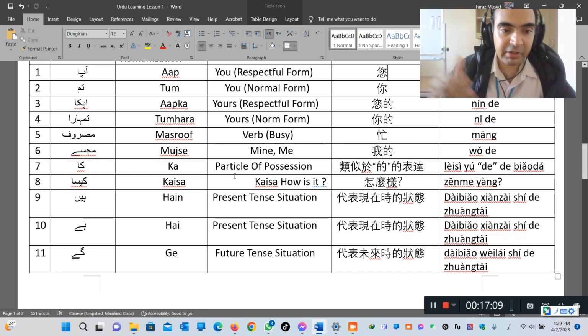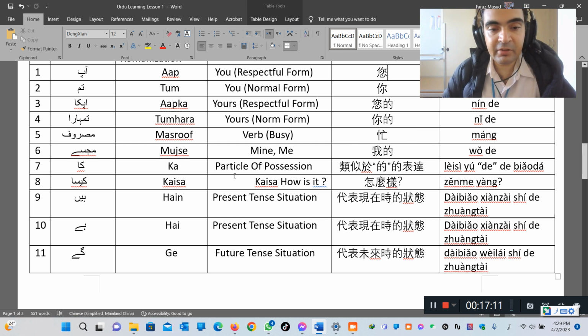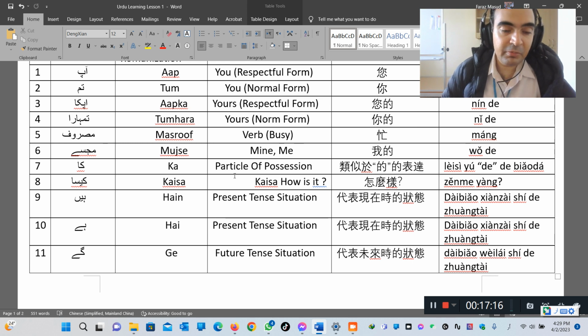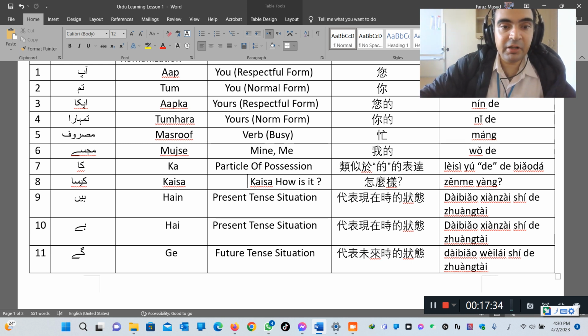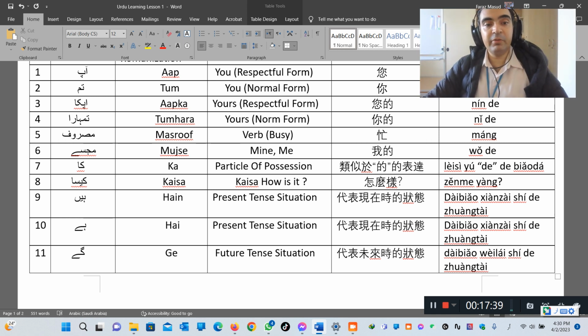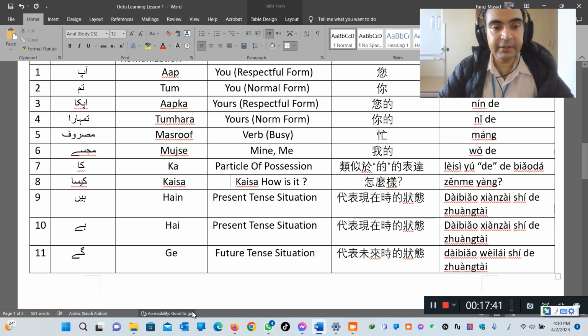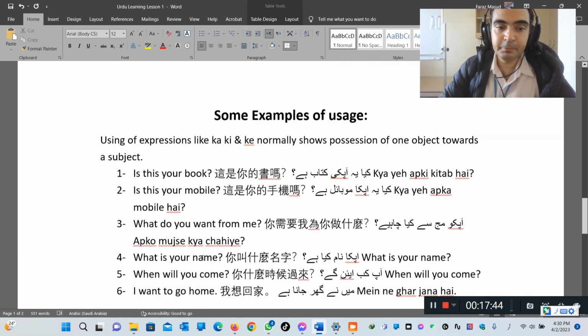And then we have some particles and some present and future tense situations that I explained earlier, but I will try to pronounce the words again for you guys, like ka, the particle ka, and then we have kaisa. Kaisa means how is it, and in the end we have some ending particles which we use normally to identify the form of tense, like hai, and ge. Hai and ge.